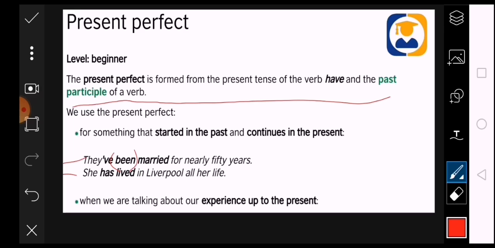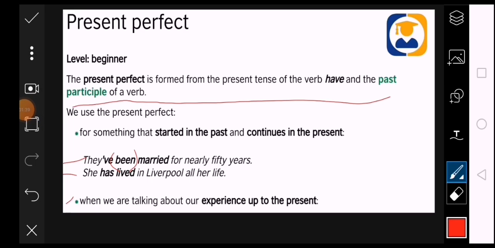She has lived in Liverpool all her life. Number 2, when we are talking about our experience up to the present. So, here is the rule of the present perfect.